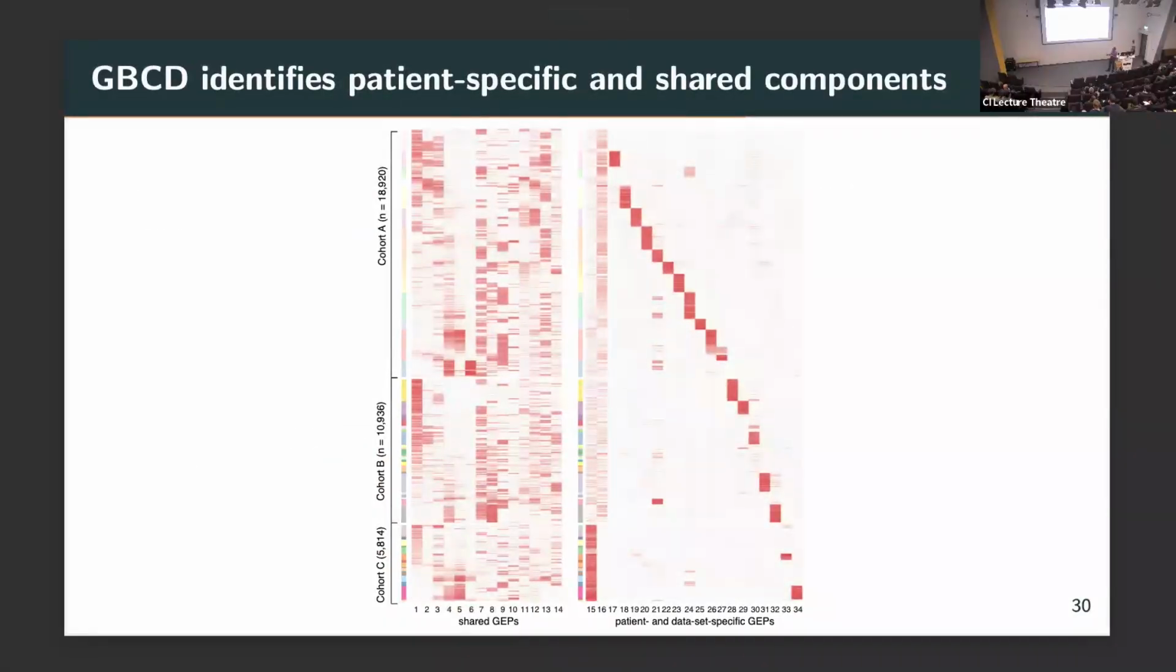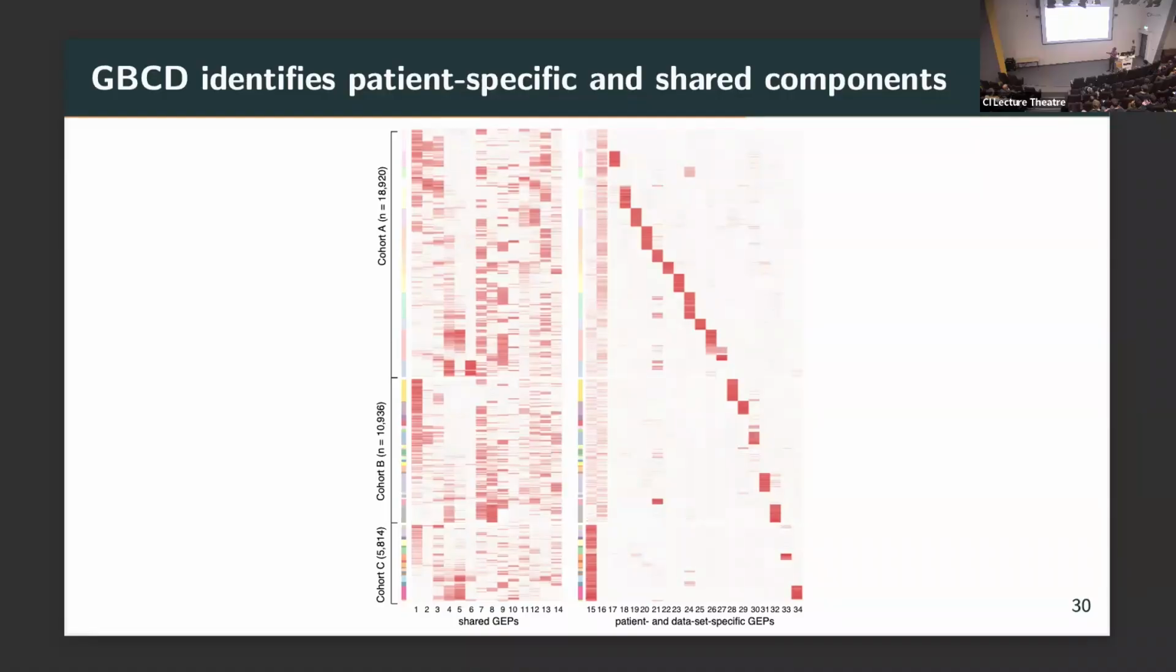So this is a heat map showing the 34 different GEPs we identified. Let's look at these ones on the right-hand side first. The rows here are cells, but they're organized by patient. So this pink, for example, is all cells from one pink patient, and then there's a blue and so on. Each of these colors corresponds to a patient, and then the patients are arranged within cohorts: cohort A, cohort B, cohort C.